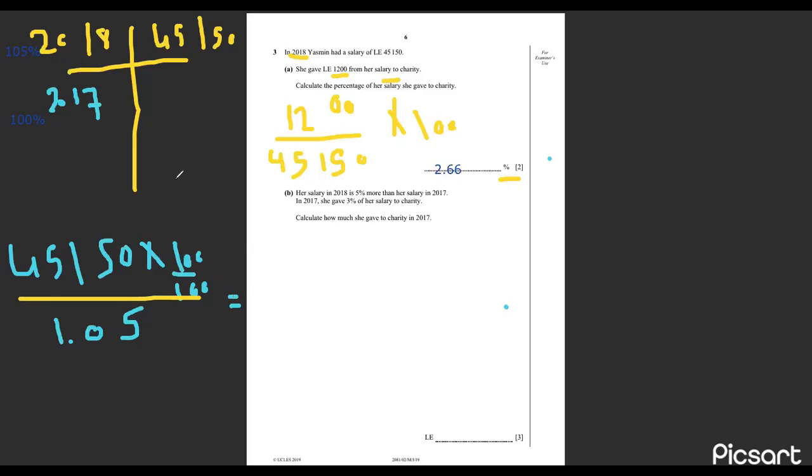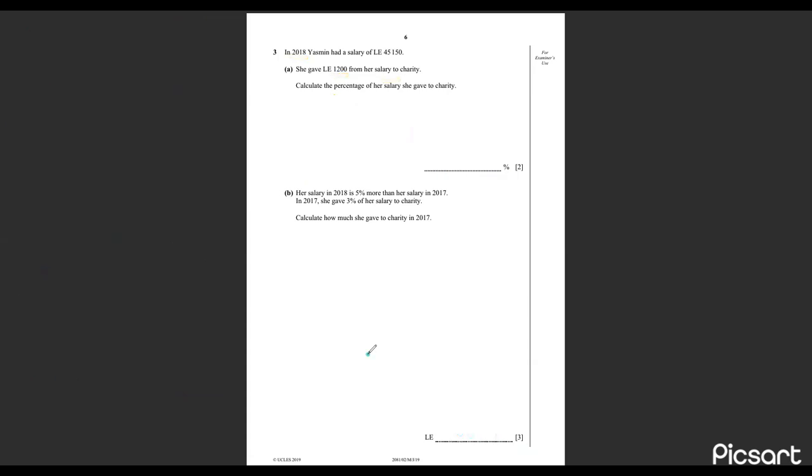Give us, in 2017, on the calculator, it will be 43,000. So we're going to take this 43,000 and multiply it by 3%. And 3%, which is 3 over 100, which is 0.03 directly, gives us the charities that she paid in 2017, which is 1,290. Okay, let's see the next.